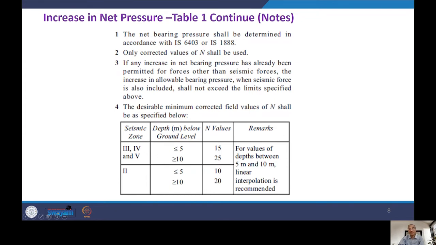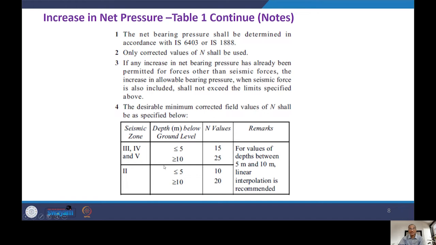So, if your site is in seismic zone 3, 4, and 5, then for depth below ground level, which is less than 5 meter and more than 10 meter, the minimum N values should be between 15 and 25. That means if your site is lying in the 3rd, 4th, and 5th zone, up to 5 meters below ground level, the minimum N value for earthquake condition should be 15. And if you are going beyond 10 meter down, then it should be 25.